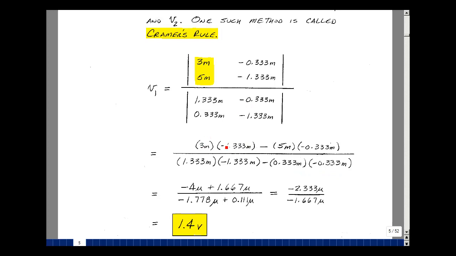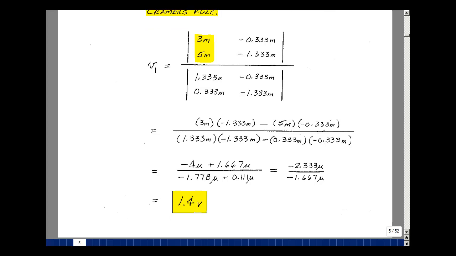If you multiply this out, this is minus 4 micro. If you multiply this out, it's 1.667 micro. This is 1.778 micro, but a minus sign. And these two minus signs cancel, and I get 0.111 micro. Adding these terms together, you get a minus 2.33 micro divided by 1.667 micro. That turns out to be 1.4 volts. So I now have node voltage 1.